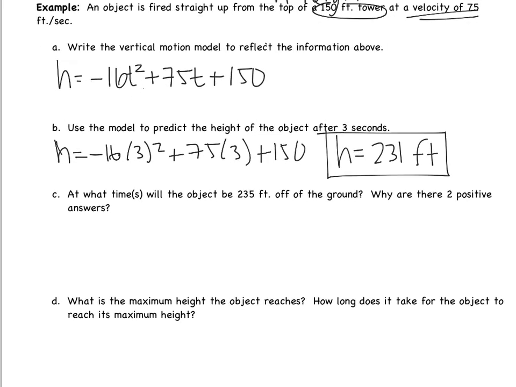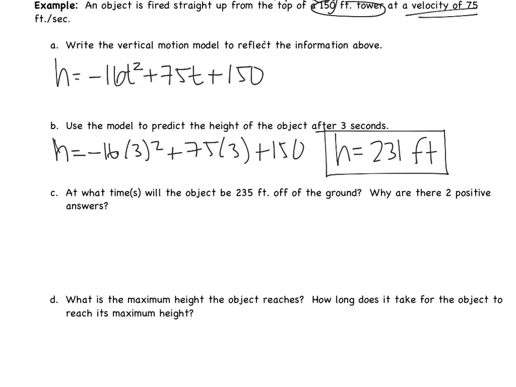So now moving on to C. At what time or times will the object be 235 feet off the ground? And then it asks us why there are 2 positive answers. So to find both of those answers, we want to know at what time, so that tells me that I'm looking for t. Is the object going to be 235 feet, so that's a height, off of the ground. So using our equation, we get 235 equals negative 16 t squared, add 75 t, add 150.